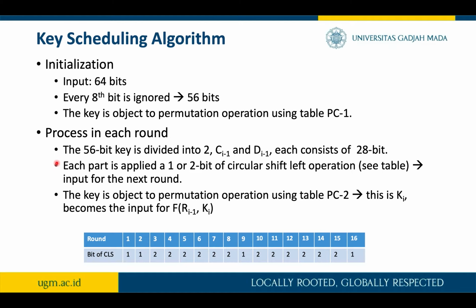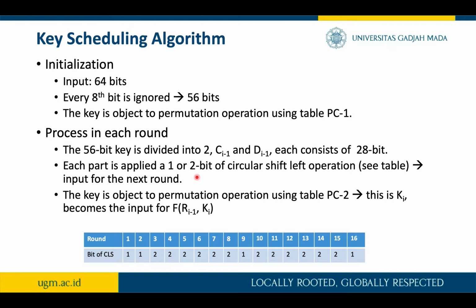For each round, the key scheduling algorithm should produce a subkey. How to do that? We use the 56 bits from the previous round, or from the initialization process in the first round. Then we divide the bits into two, Ci-1 and Di-1. Of course, each consists of 28 bits.